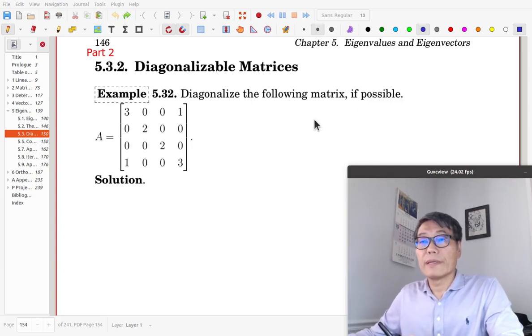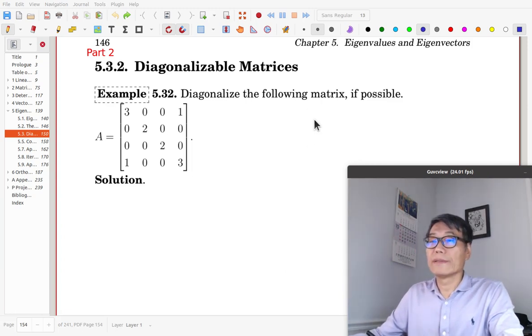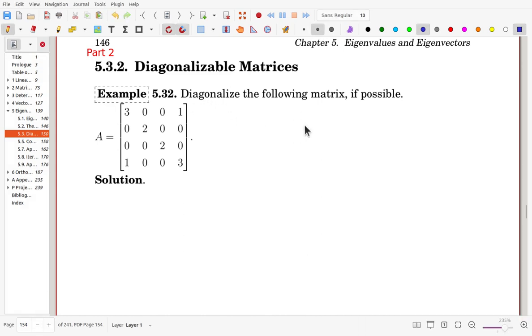It is a continuation of section 5.3, diagonalization. Let's see this example. Diagonalize the following matrix if possible. To diagonalize the matrix, we have to first find the eigenvalues and eigenvectors.